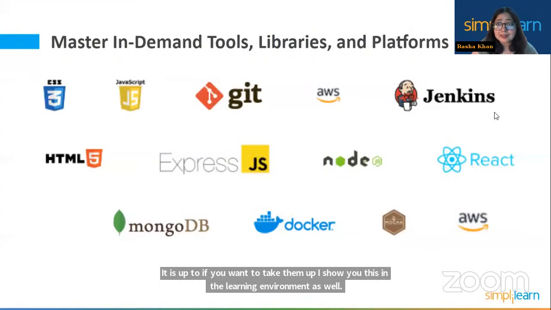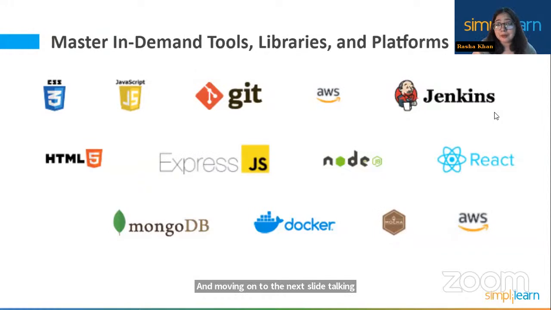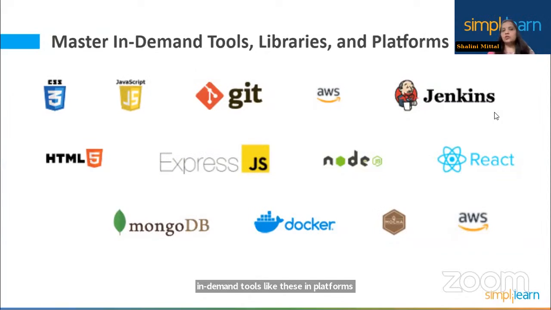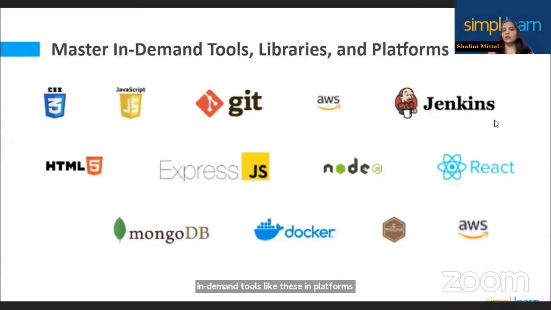Moving on to the next slide, talking about the in-demand tools, libraries, and platforms. We saw HTML, CSS, Express.js, Node, React, MongoDB. We learned DevOps where we have Docker, Git, AWS, Jenkins. AWS comes under your cloud computing. So there will be all these technologies, frameworks, and tools which help you create your applications, make them live, and all that. It is a combination of all the tools, frameworks, libraries, and languages that you use to create an application and make it available for your end users.